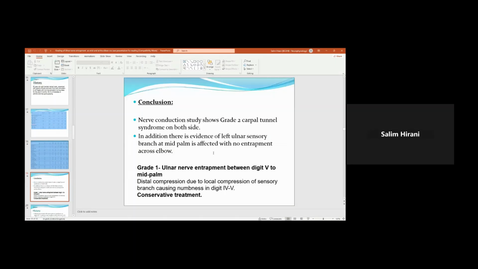In addition, there is evidence that the left ulnar nerve sensory branch at the mid palm is affected, with no entrapment across the elbow. So this is grade 1. It is an entrapment between digit 5 and mid palm. So this patient can be treated with conservative treatment, which will solve the problem.